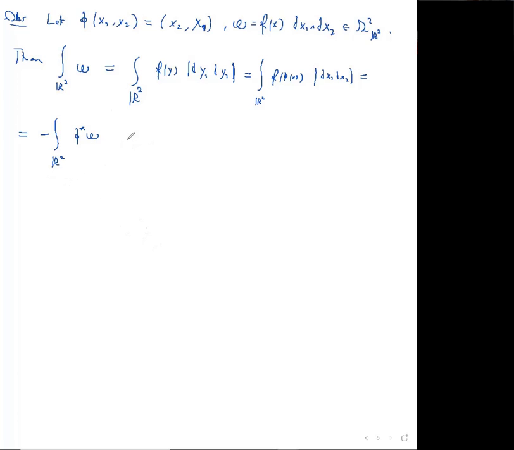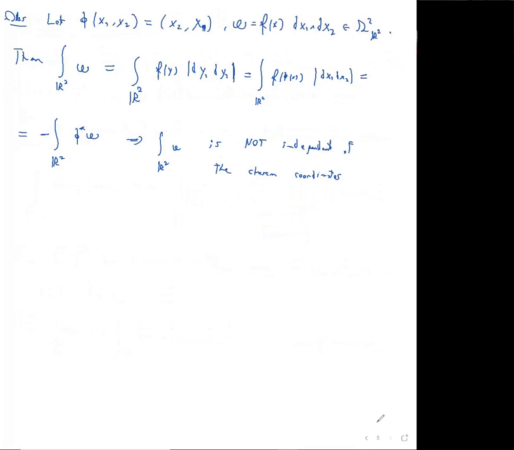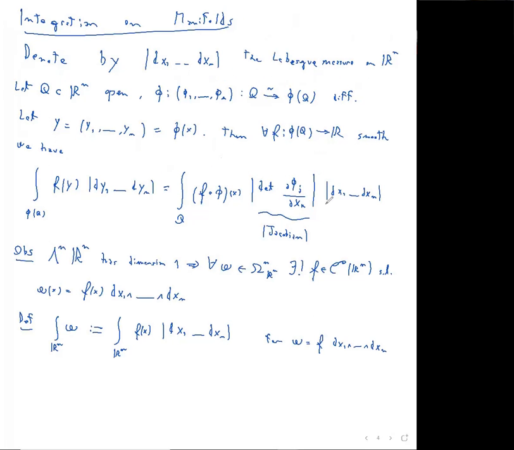So in particular, what I was saying before, the integral of omega is not independent of the chosen coordinates. Well, we know that the standard integral in R2 is independent of the coordinates. You only need to know the shape of the domain. And the reason that that's independent is because here we put this absolute value for the determinant.